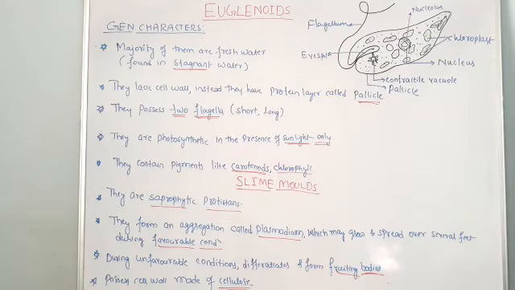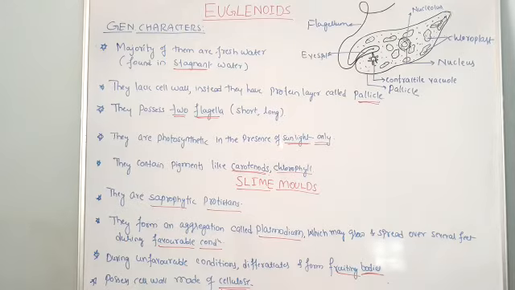And there is one more criterion. What is that? They carry out photosynthesis only in the presence of sunlight. As long as the sunlight is present, till then photosynthesis is carried out. But when they are not exposed to sunlight, in the absence of sunlight, they do not carry out photosynthesis. Instead of that, they follow the heterotrophic mode of nutrition. Hence they are in between autotrophic as well as heterotrophic. When they are exposed to the sunlight, they carry out photosynthesis.